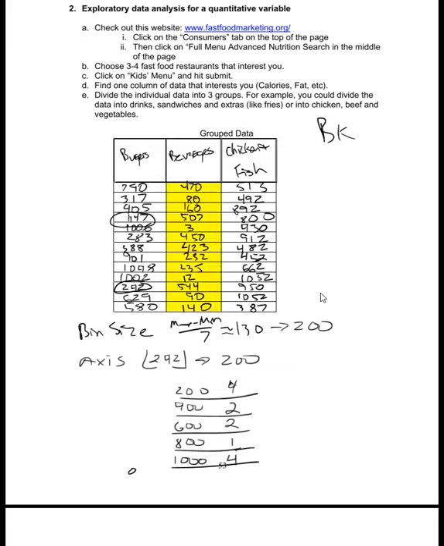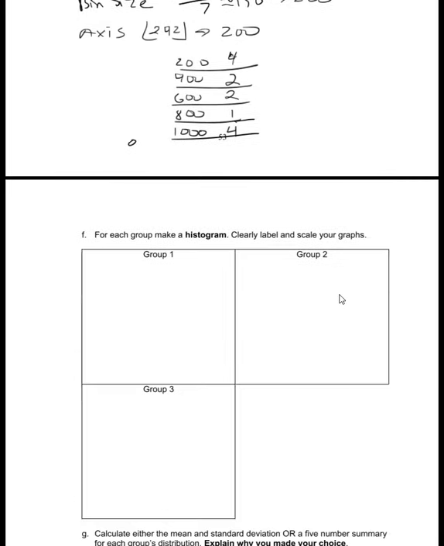Okay, what about beverages? So we do it for beverages and chicken and fish too. So I'm not going to do these because I want you to try them. But if that's our table, now we can make a histogram for this. So if I draw the histogram, we're going up by 200. So to save space, I'm just going to write 200, 400, 600, 800, and 1,000. And we had 4 on the 200s. That's 1, 2, 3, and 4.